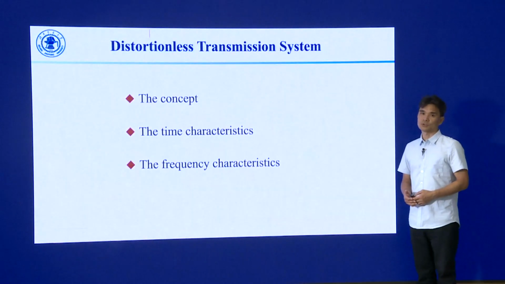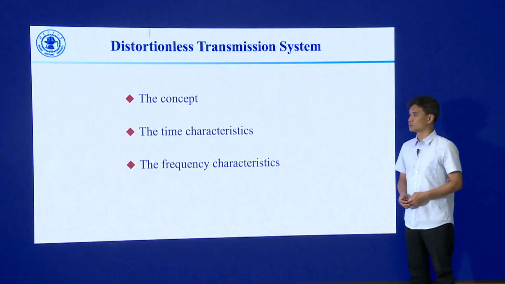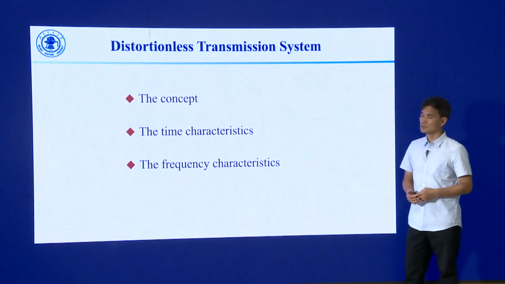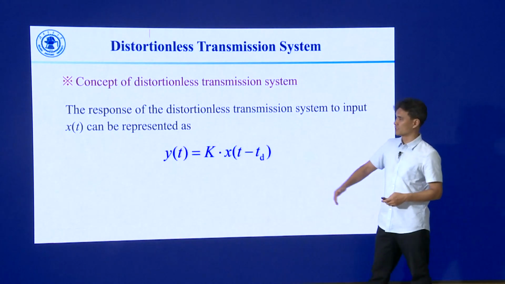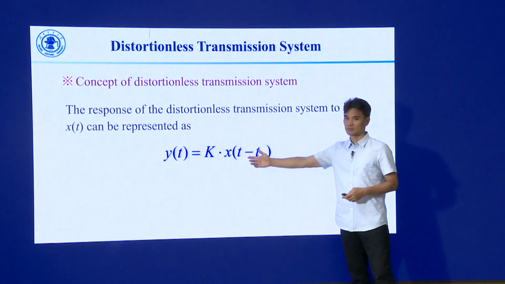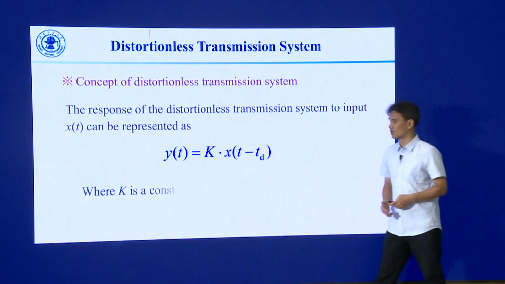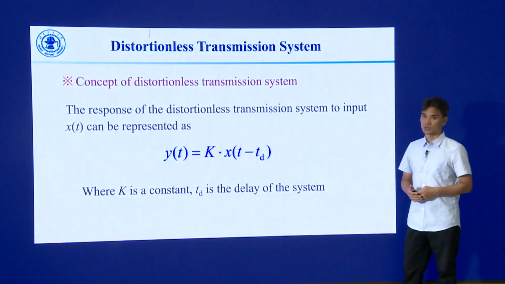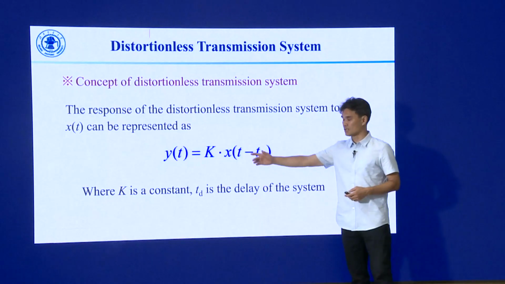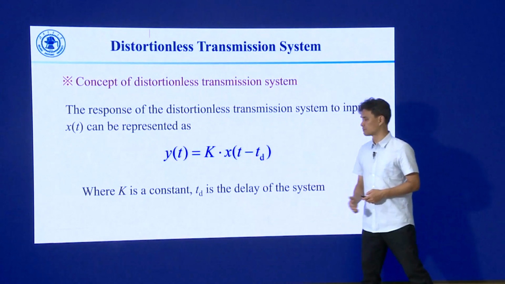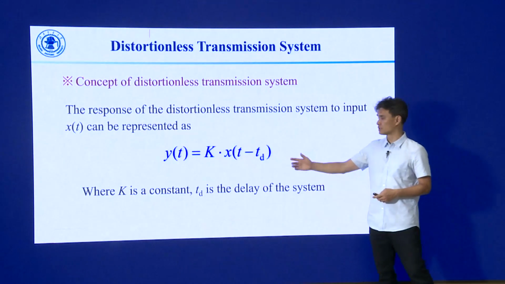Next, we're going to introduce a particular system called the distortionless transmission system. The concept of the distortionless transmission system is: if the output of the system can be represented by this equation, we call the system a distortionless system, where k is a constant and t sub d is also a constant representing the delay of the system.